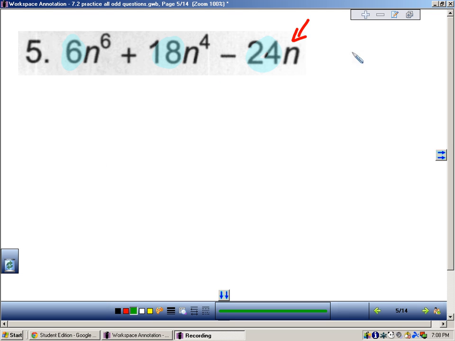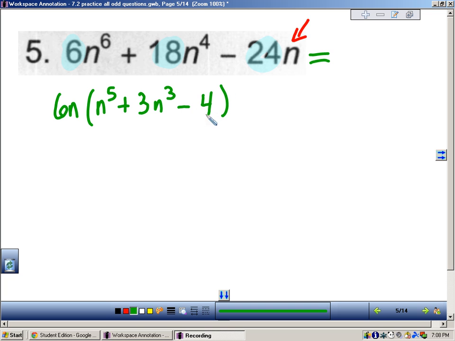Alrighty, so factored form would be, first of all, the greatest common factor is 6n. This becomes n to the 5th plus 3n to the 3rd. And again, you factor out 6 from 18 and you're left with 3. Minus 4, right? Because 6 divides into 24 4 times.